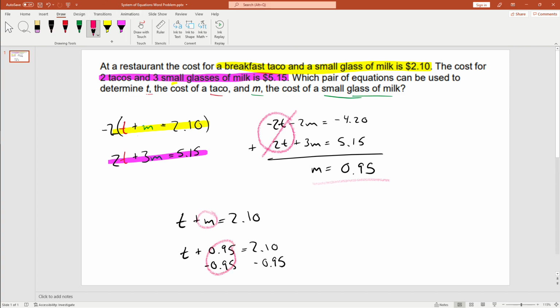This ends up crossing itself out. So altogether, we see that, what is this, $1.15? T equals $1.15. Let's double check and make sure I got this right. I'm going to use these two equations that I came up with to graph this and see what I get. T plus m equals 210.